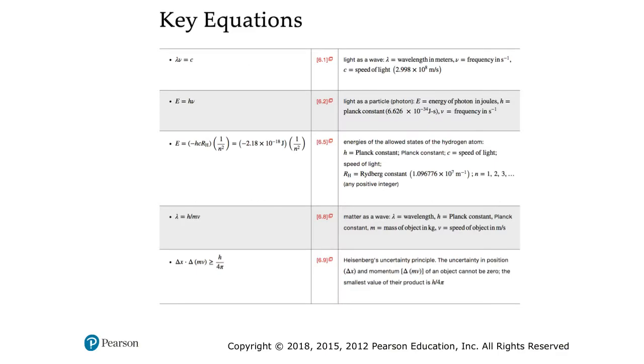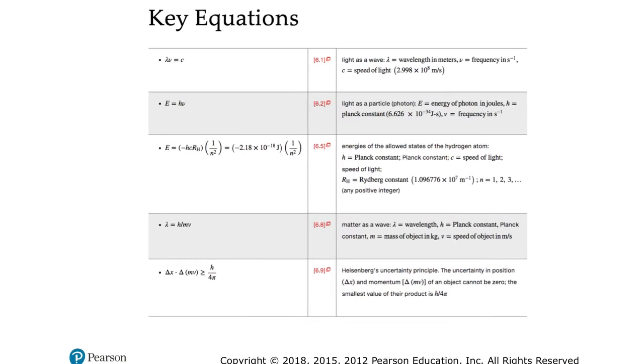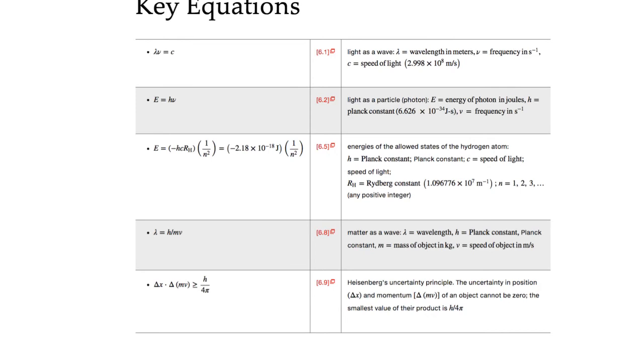And lastly, a summary of the equations from the chapter. c is equal to lambda nu. So, important equation, already discussed that one. E is equal to h nu. These are two equations you just have to know.